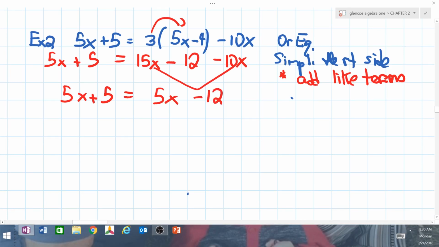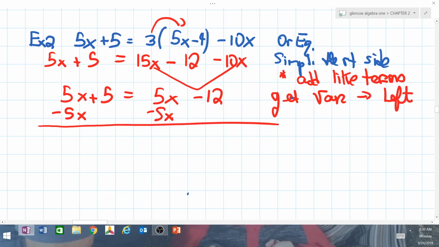So now we want to get the variables to the left side. So what are we going to do now? If you know, raise your hand. Variables to the left. Yes? Cancel out the 5x. Subtract 5x from each side. And I'm left with 5 equals negative 12. So I'm just going to write a little question here for you guys to think about.